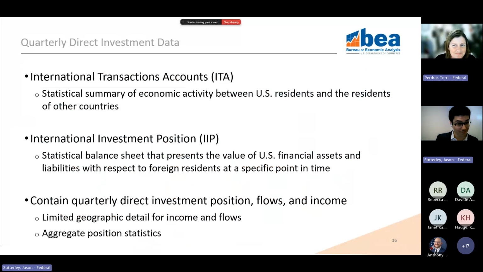Jason will now finish that. No worries. Yeah, I'll be providing a brief overview of our last two statistical products, and then we'll go into a review of the website.